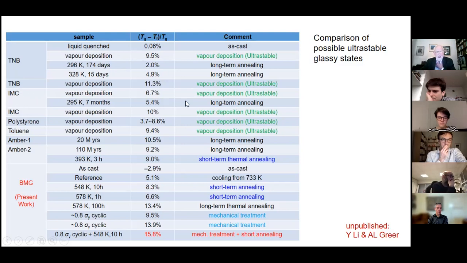Going to indomethacin, it's a similar sort of pattern, about 10% move downwards as a result of the vapor deposition method. Something I haven't shown you experimental data for, but there's quite a research interest in, is ancient amber, which of course is annealed at ambient conditions, not for years, but millions of years. And there you get values of order 10% again, in terms of this reduction of fictive temperature.